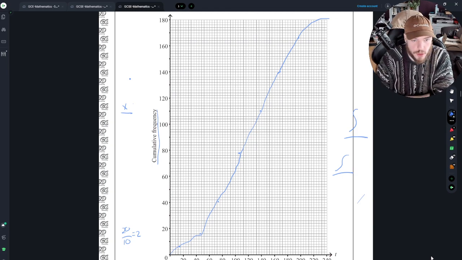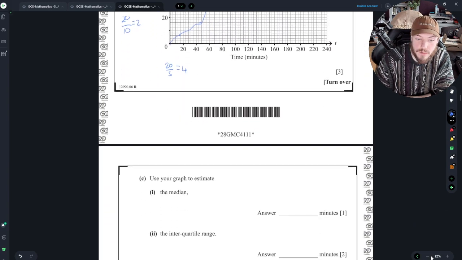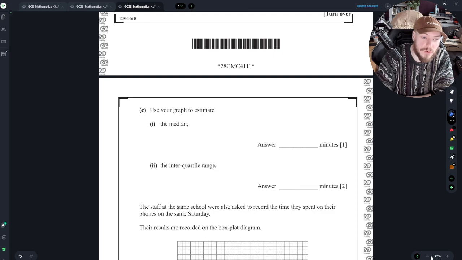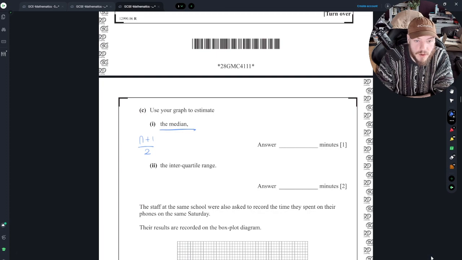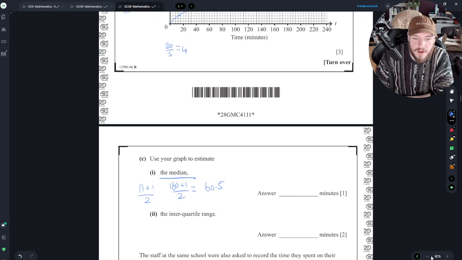So this is what it should look like when all your points are plotted, and you'll put your line through all your points, okay? So now we're going to use the graph to estimate the median. Our median, as we did before, is n plus 1 divided by 2, where n is the total number of people we have. Now we have 180 pupils, so plus 1 divided by 2. So it'll essentially be 60.5. Okay, that's where we'll find our median value.